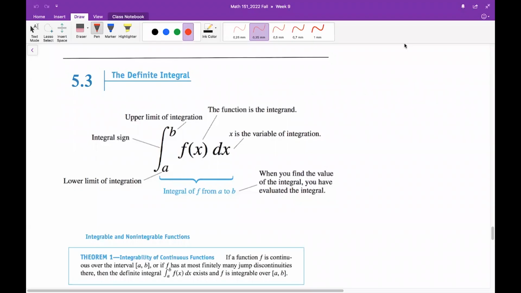This is lecture video 33. In this lecture, we study the definite integral of a function over a closed interval AB, the properties of the definite integral, and its geometric interpretation.